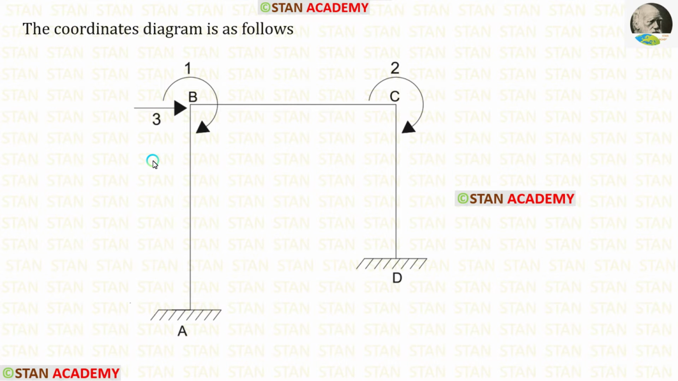Now let us make the coordinates diagram. In the points B and C, we have the slope. So let us keep the first coordinate in the point B and the second coordinate in the point C. The third coordinate is the sway. Since the sway occurs towards the right side, let us keep this coordinate towards the right side.